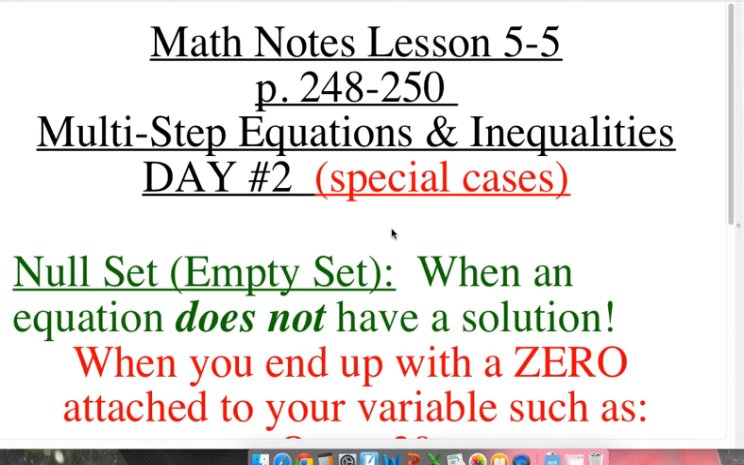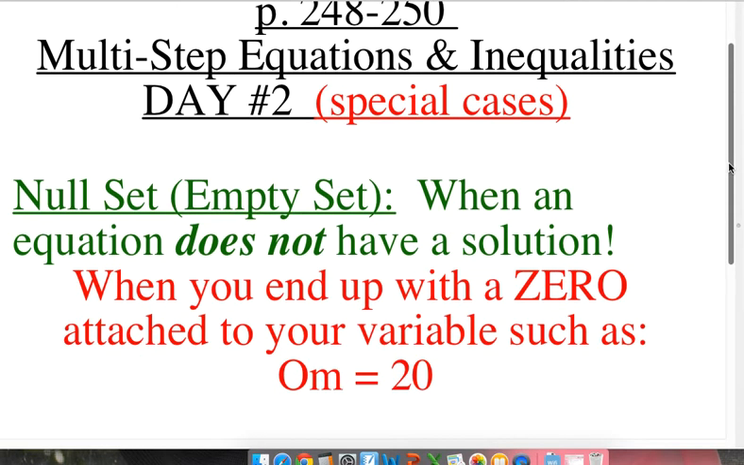So we're going to start off here with our first definition, which is called null set, N-U-L-L, that's null, and it also is referred to sometimes as empty set. Null set or empty set is when an equation does not have an actual solution, meaning that there is no value for the variable that makes the equation equal on both sides.